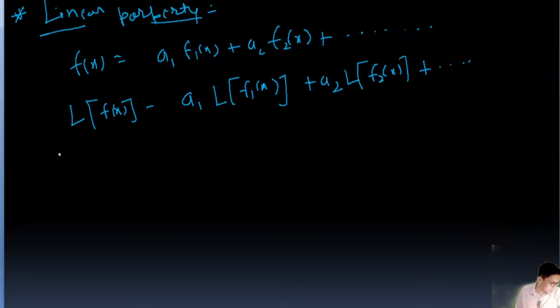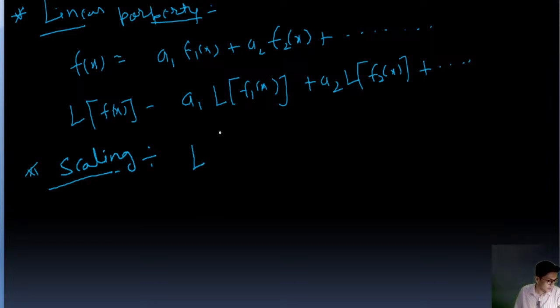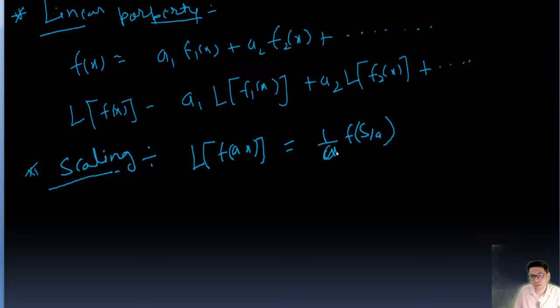Next is the scaling property. The scaling property is: the Laplace transform of f(ax) is going to be 1 upon a times F(s upon a). So the Laplace transform of f(ax) is 1 upon a F(s upon a).